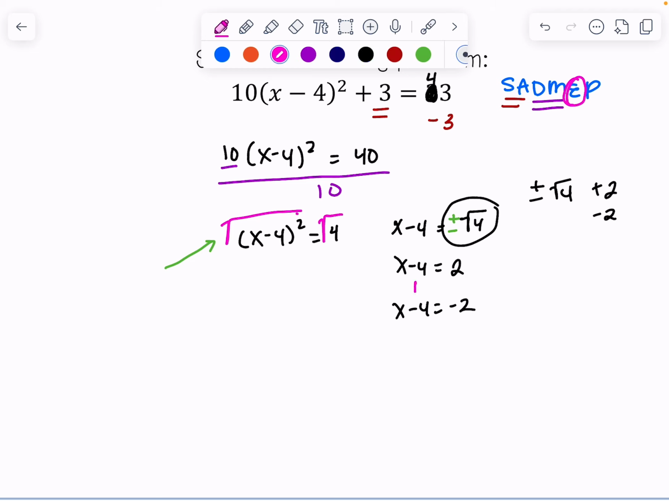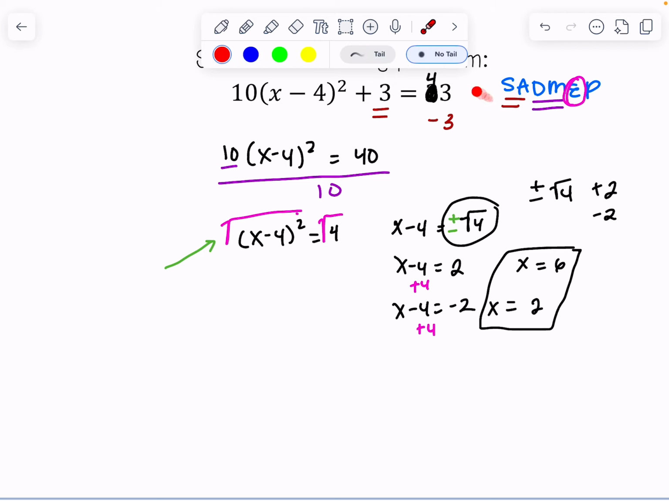So now I'm just going to add 4 to both sides, and that is going to give me x equals, well, 2 plus 4 is 6. x equals negative 2 plus 4, which is 2. And those are going to be my two final answers. So that is how we can solve a quadratic when it's been given to us in this form, which is kind of a version of vertex form or something after completing the square.